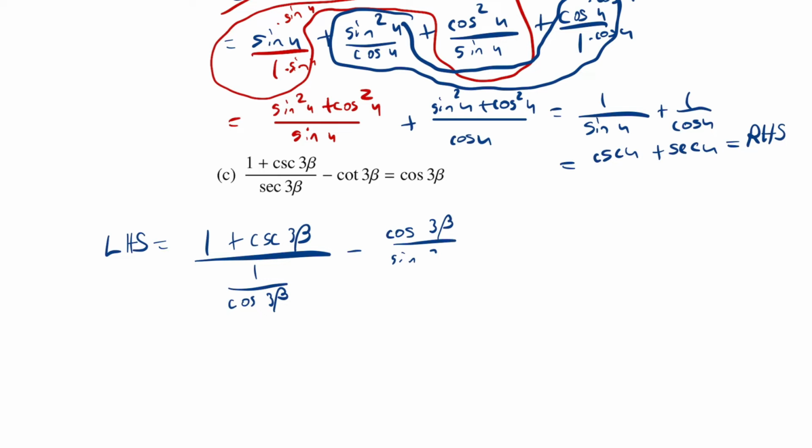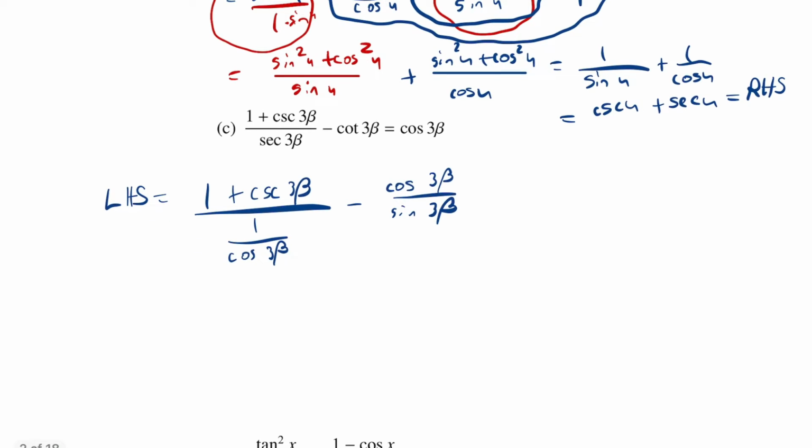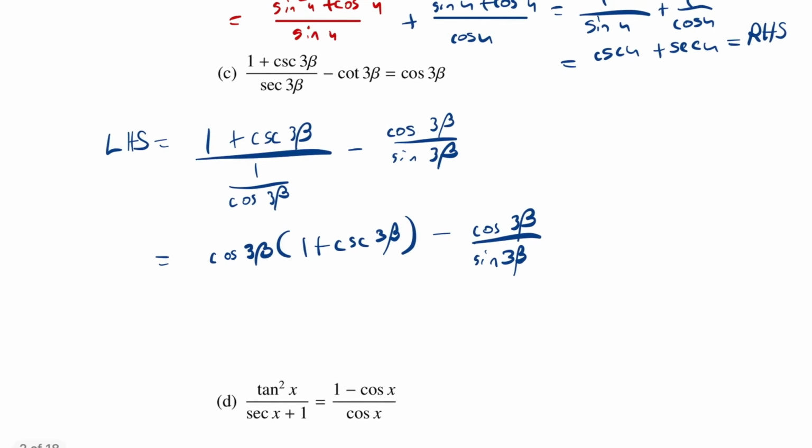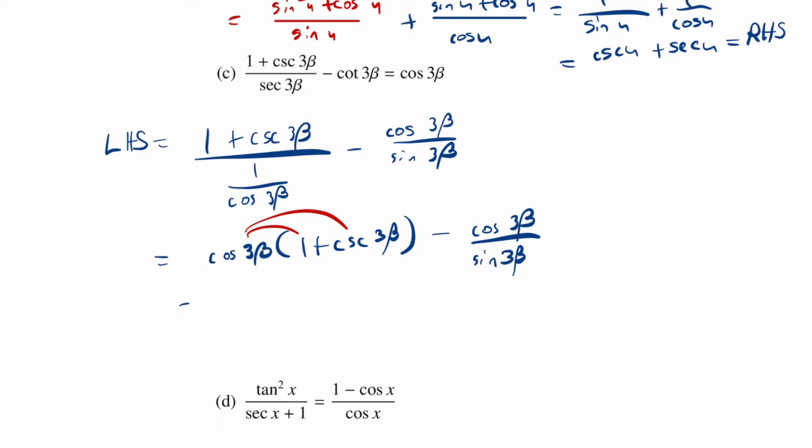All right, so if you multiply this by the reciprocal, you're going to end up with cosine 3 beta, 1 plus cosecant 3 beta, minus cosine 3 beta over sine 3 beta. Now let's see what we can do here. I'm going to distribute, since that's the most logical thing to do in this case. This is 1 over sine, right? So if that's 1 over sine and you multiply by cosine, you're going to have cosine over sine.